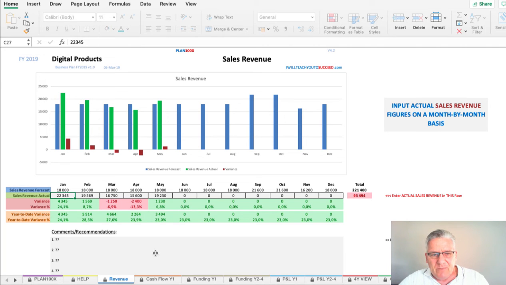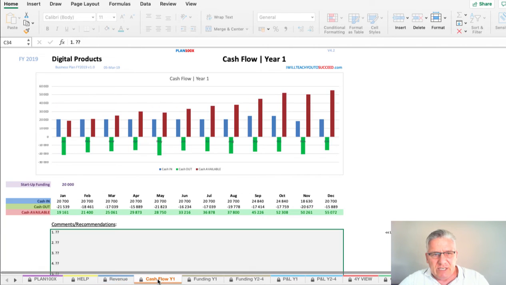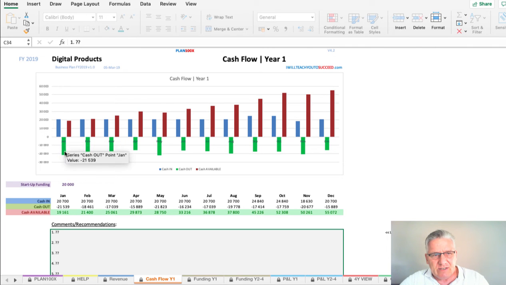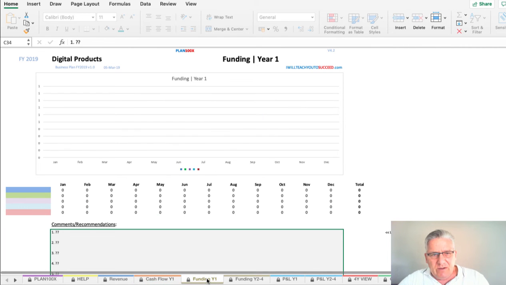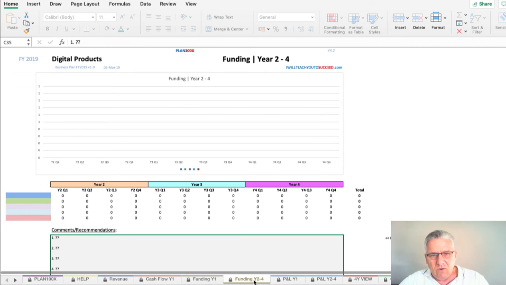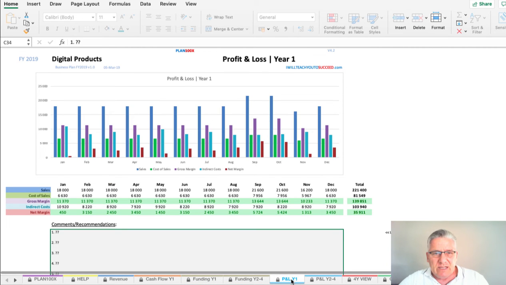So that's really good. Going on to cash flow, you can see what this is showing. This is cash in, cash out, and cash available. So cash in is the blue, cash out is the green, and then cash available is the maroon color, and that's looking really, really good because that's all above the line. So funding, we know that we didn't require funding, so there's no funding showing on year 1 or years 2, 3, and 4.